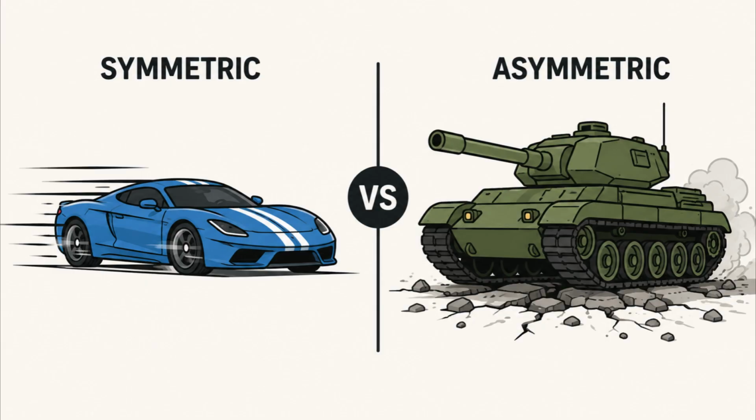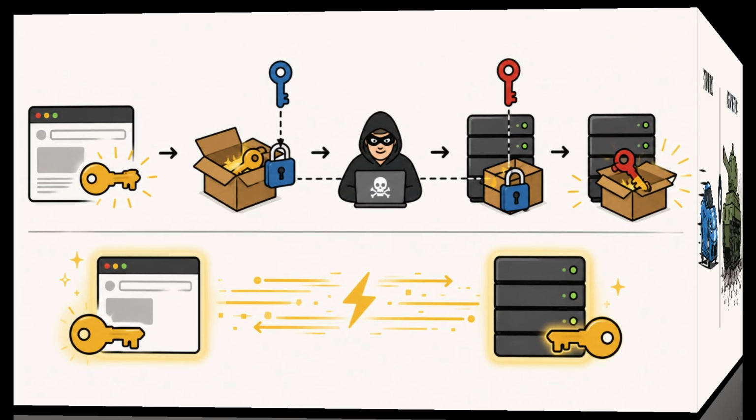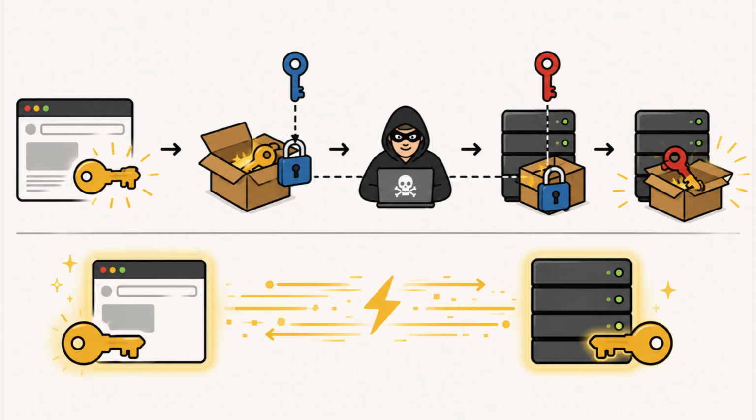Symmetric encryption is like a sports car. It's incredibly fast and it has no armor. On the other side, asymmetric encryption is like a tank. It's heavily armored and secure, but it moves 5 miles an hour. Too slow. So what do real-world systems do? They pull off a masterpiece. They use both.